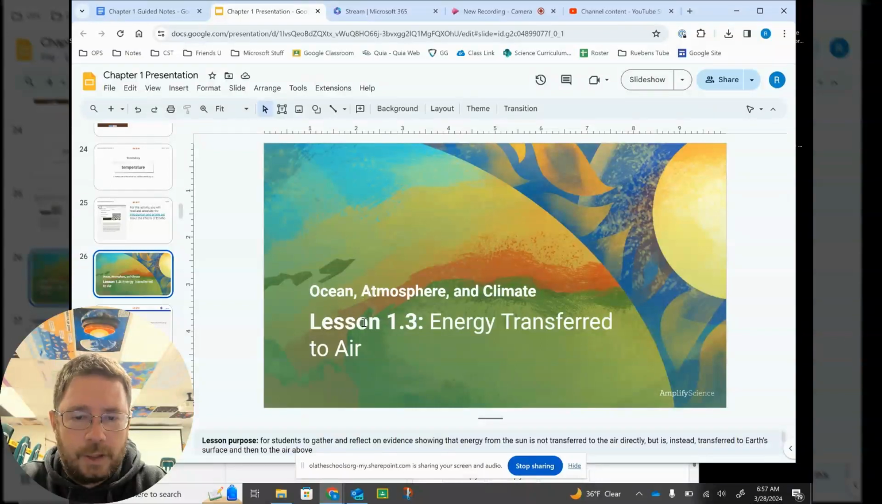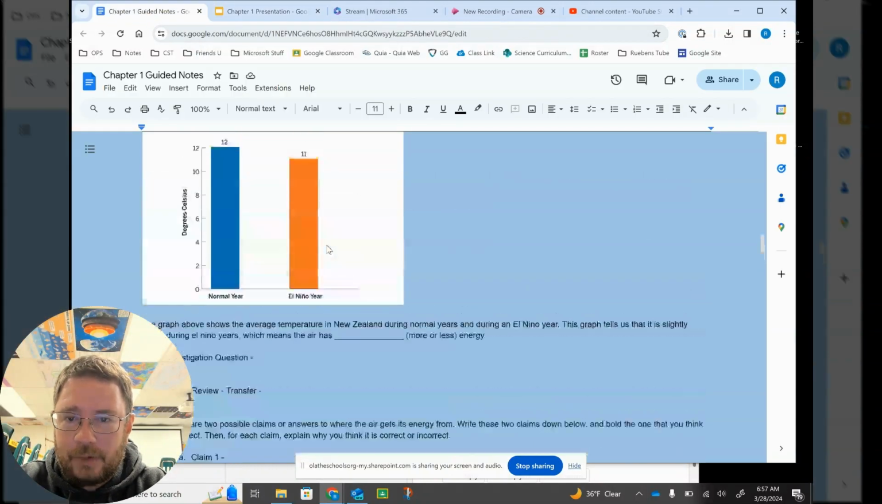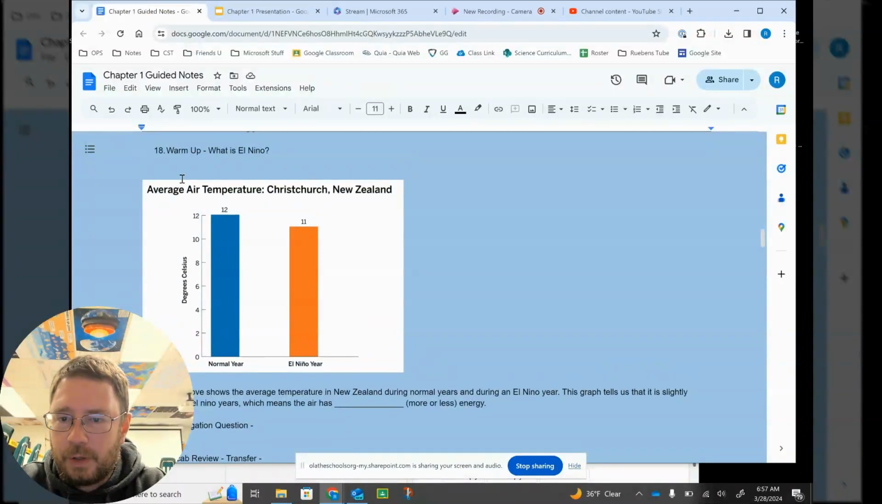All right, we're going into lesson 1.3, which is about how energy gets transferred to the air. So, if air is getting warmer or cooler, we know that there's a change in energy. So, first, we have a warm up with a graph showing the temperatures during El Nino years versus normal years.